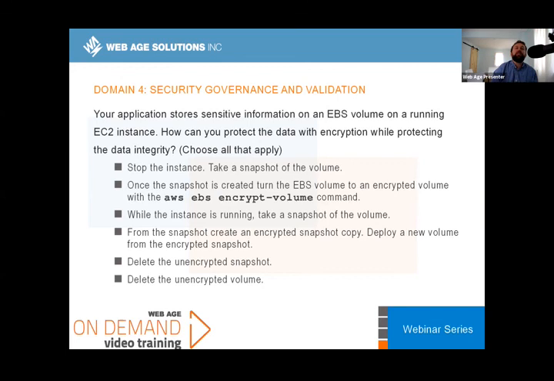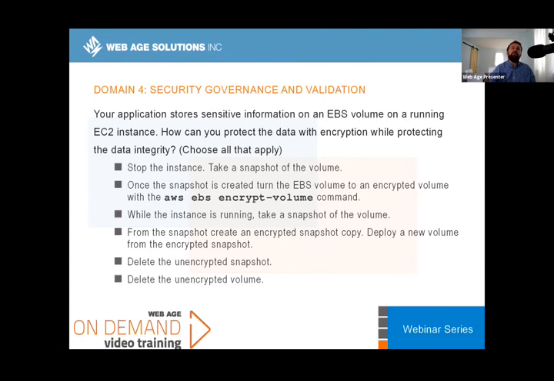Well, the first thing is a snapshot and the volume do not have anything in common, so why would you make a snapshot before you run a command on a volume? Maybe for a backup, but really no reason to do that. And the second part of this answer is there is nothing like an AWS EBS encrypt volume command, even though it sounds really good. Number 3, while the instance is running, take a snapshot of the volume.